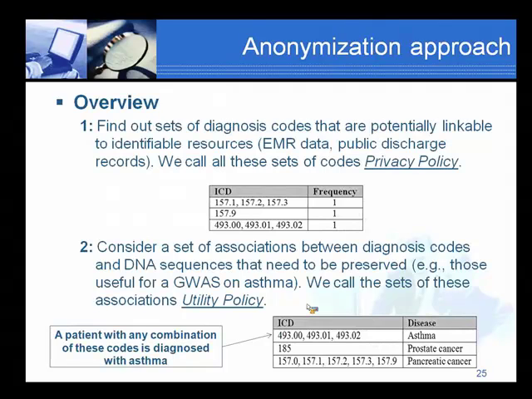Having done this, we want to find a set of associations between diagnosis codes and DNA sequences that need to be preserved to achieve utility for GWAS. All of these sets of associations are called utility policy. Again, these are sets of codes that correspond to some diseases. For example, the set of the three ICD codes in the first record of the table at the bottom of the slide correspond to asthma and are part of our utility policy. Note that a patient with any combination of these codes is diagnosed with asthma.